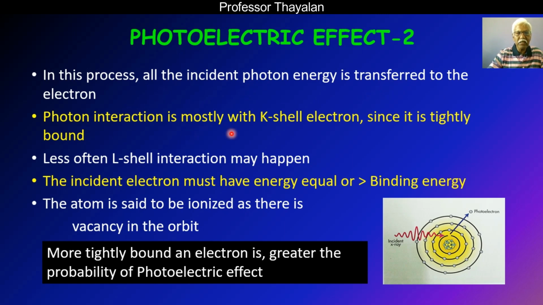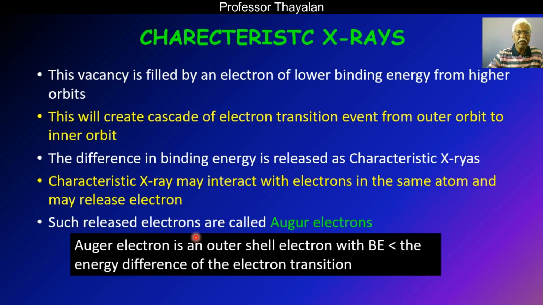The photon interaction is most likely in K shell because the K shell is tightly bound. Less often L shell interaction may take place. What is the condition for photoelectric effect? The incident photon energy E is equal to or greater than the binding energy of the electron. The atom is said to be ionized as there is a vacancy in the orbit. So the more tightly bound the electron, the greater the probability of photoelectric effect.